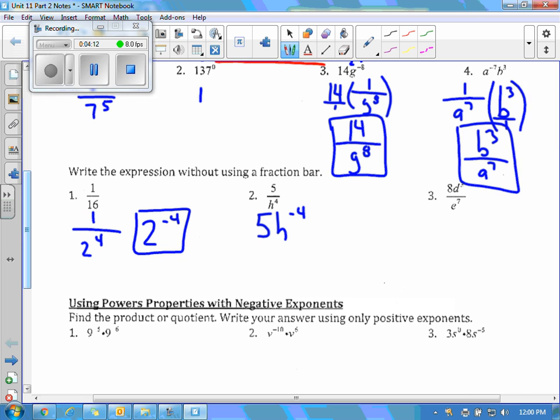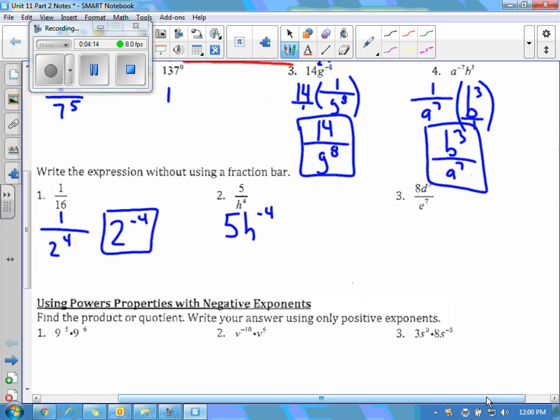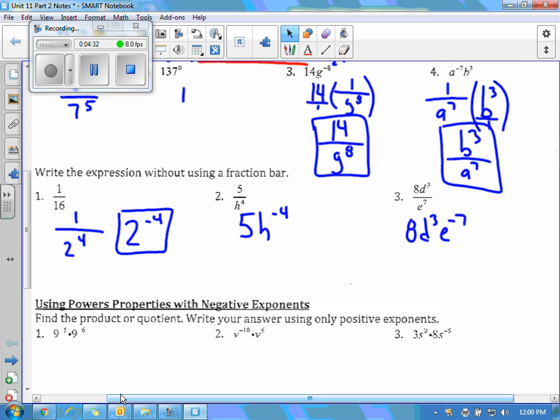If you look at number 3, I have 8d to the 3rd on the top and e to the 7th on the bottom. So 8d to the 3rd can stay how it is, because it's already on top. Now I need to move e to the 7th to the top, so I have to make that 7 negative. So we're basically undoing the negative rule of exponents.